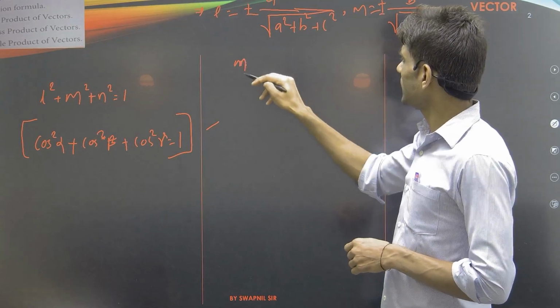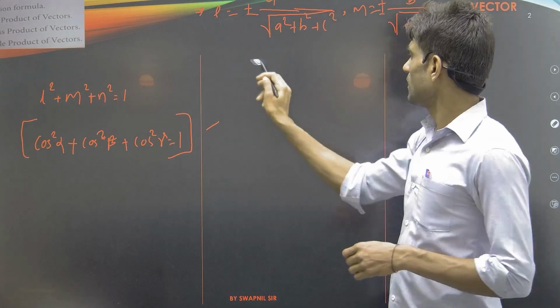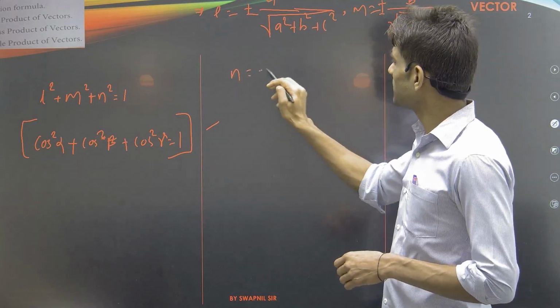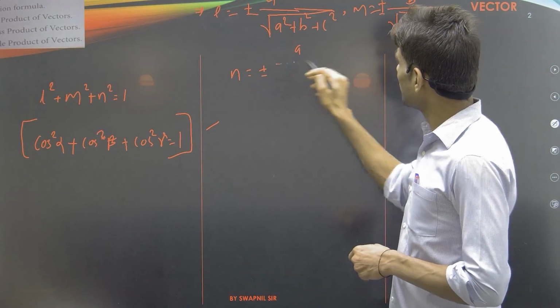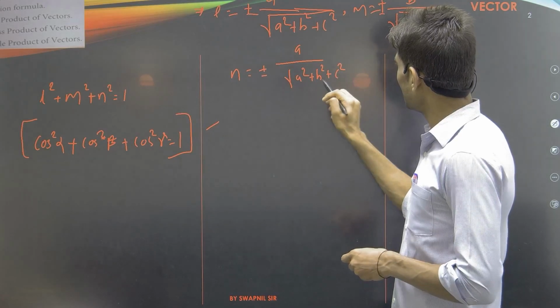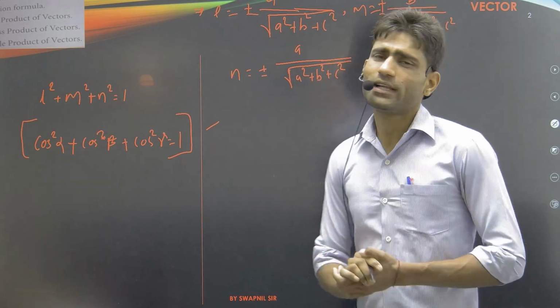At the end we learn here the value for n, which is equal to plus minus c upon square root of a square plus b square plus c square. So this one is our required formula for finding the direction cosines.